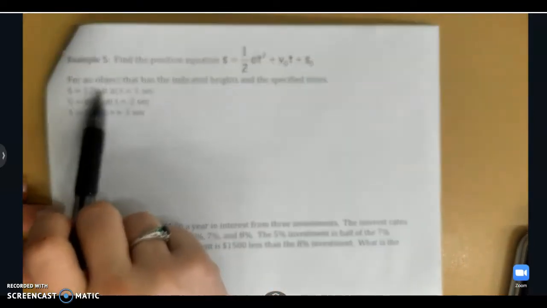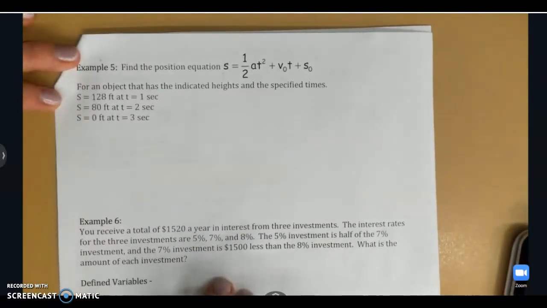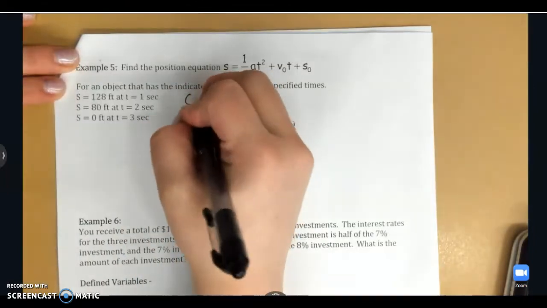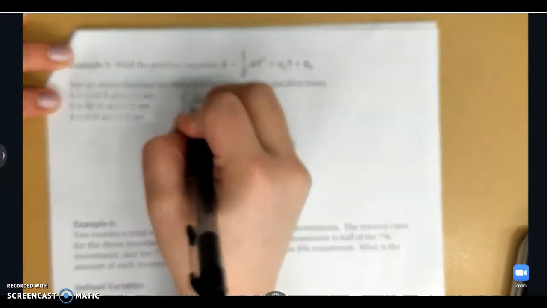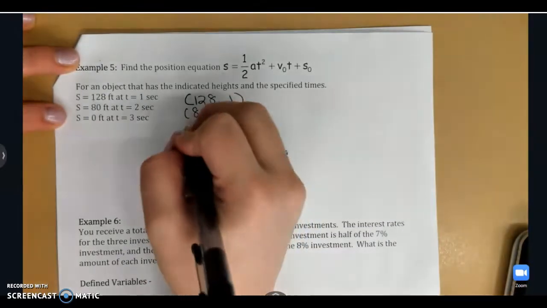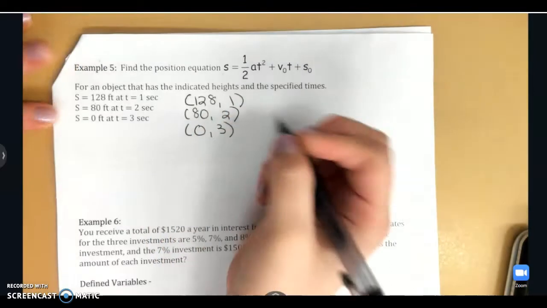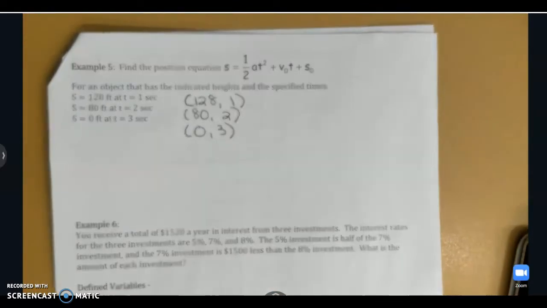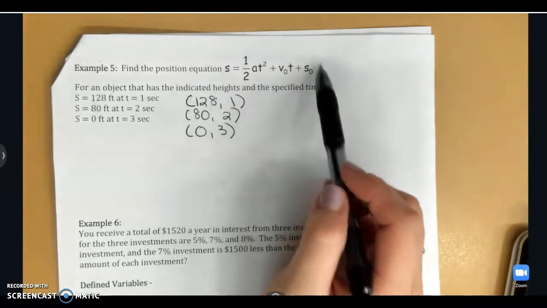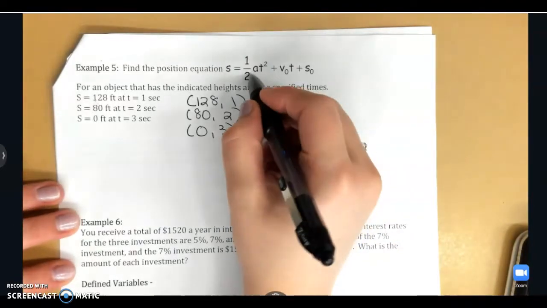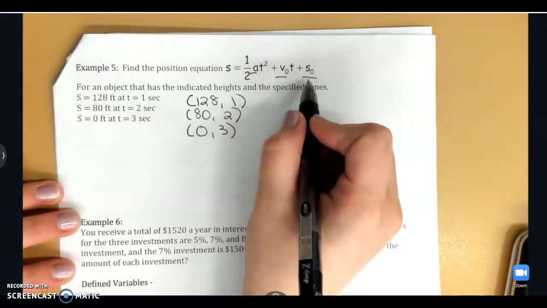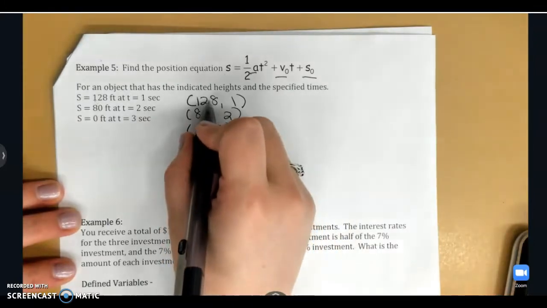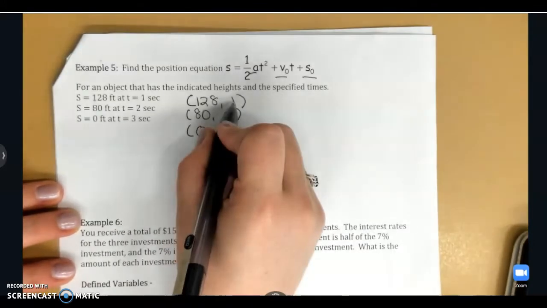So we're given some values and times. When our position is 128, the time is 1. When our position is 80, the time is 2. And when our position is 0, the time is 3. So this is similar to that quadratic one we just solved, but our equation is slightly different. We're going to be looking to solve for A, V naught, and S naught. So our acceleration, initial velocity, and initial position. And again, this is our position, and that's the time.